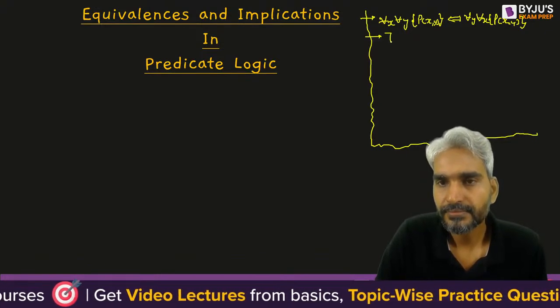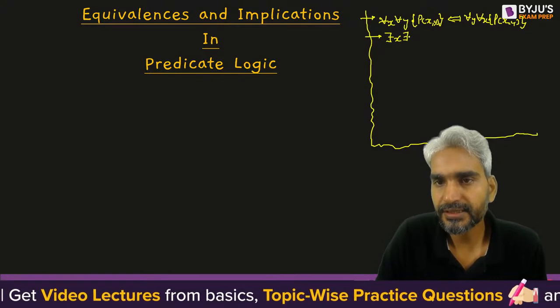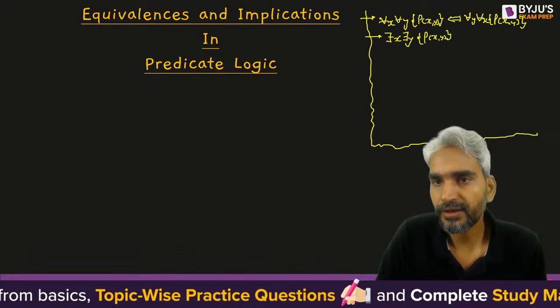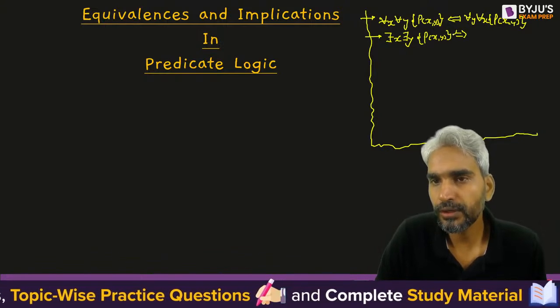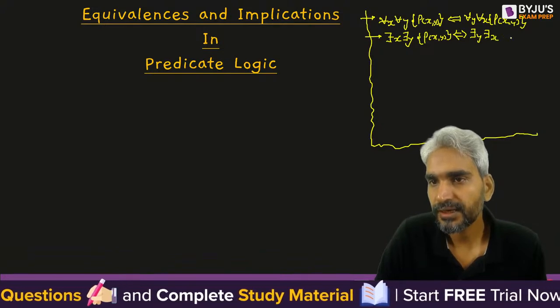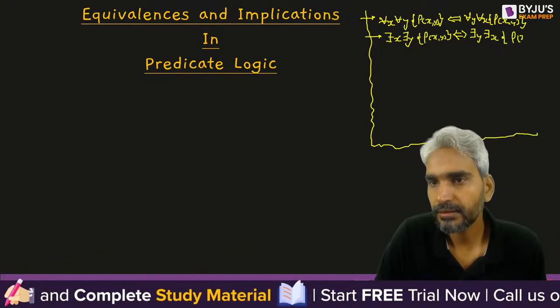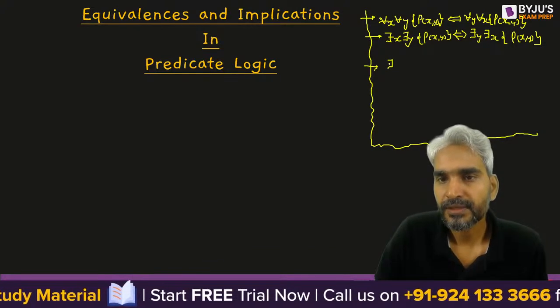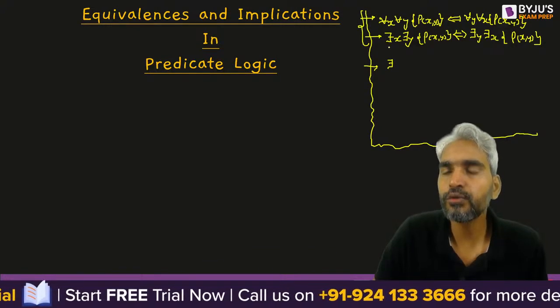What else? There exists x, there exists y, P(x,y) is equivalent to there exists y, there exists x, P(x,y). So these two are the equivalences.